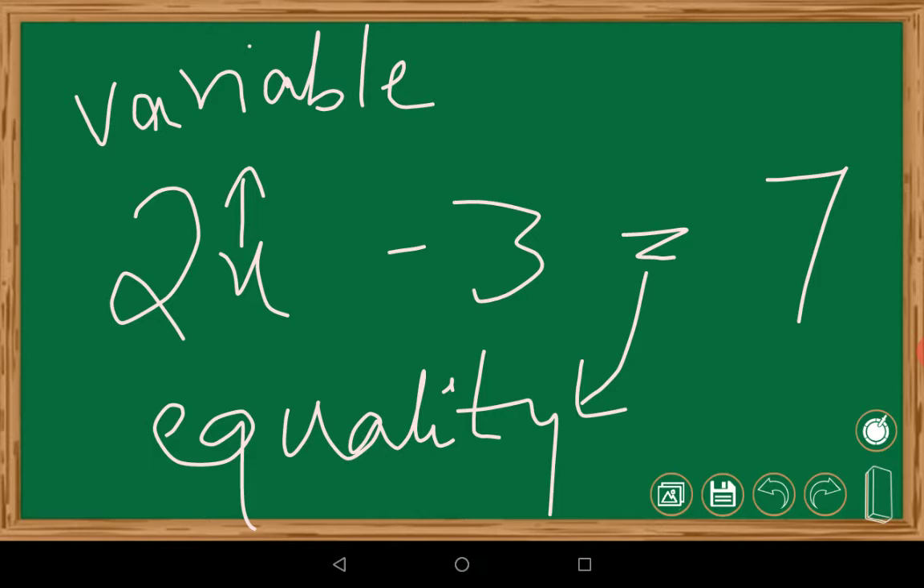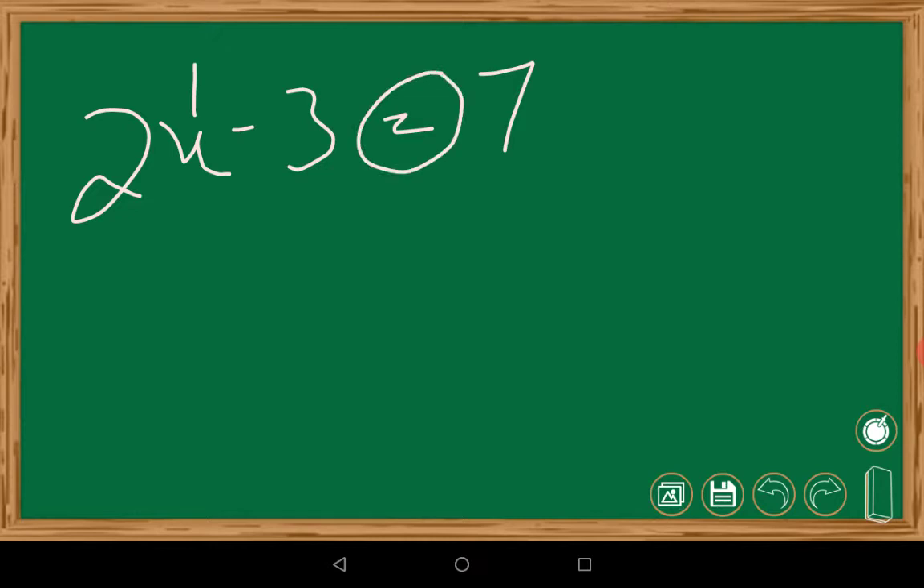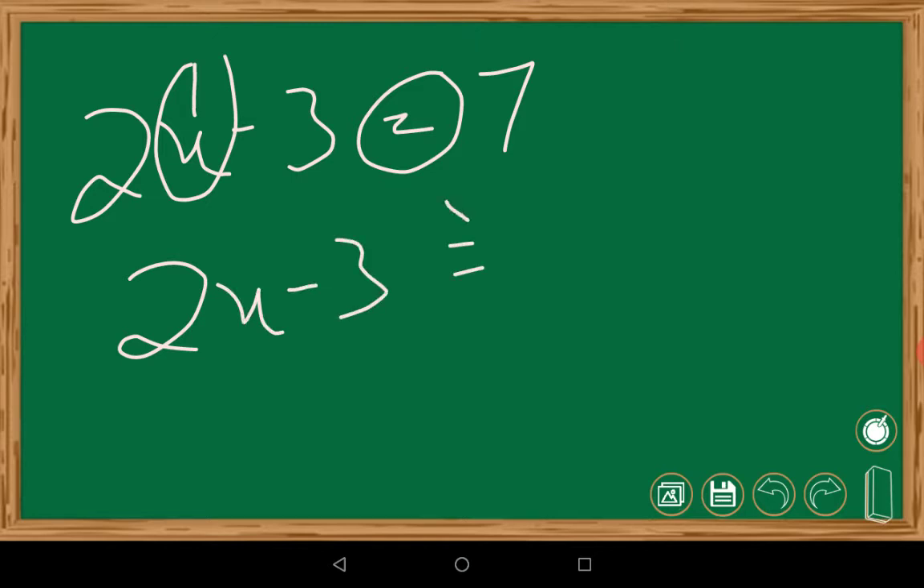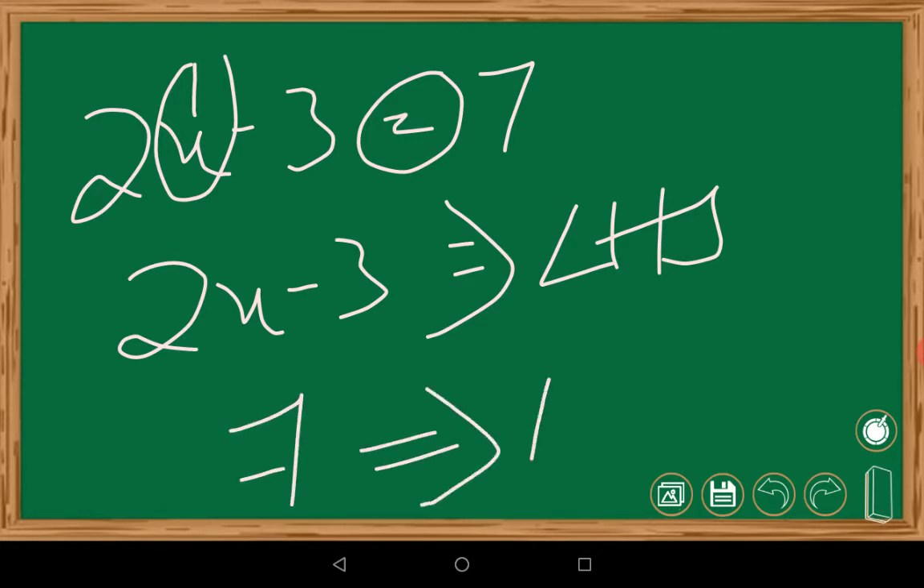And where we have LHS and RHS: 2x minus 3 is equal to 7 was the equation. We had the variable, we had the equality, right? Now LHS, so 2x minus 3 is the LHS, left hand side. You can check with your hands also. Here your left hand is there, here right hand is there. Clear? Now 7 is the RHS, right hand side. Whatever is there, that is RHS. Clear? Yes.